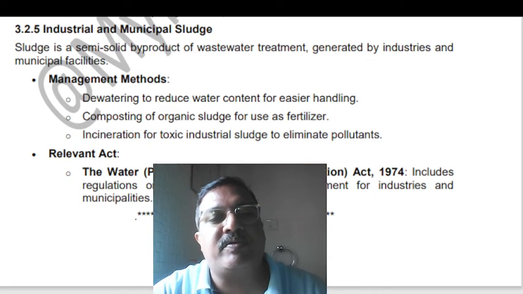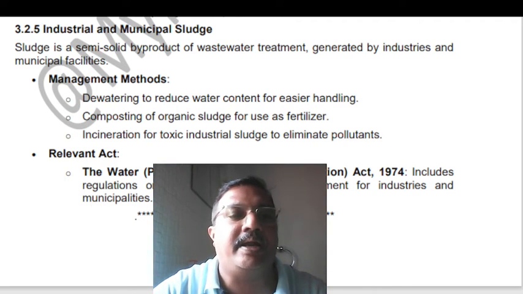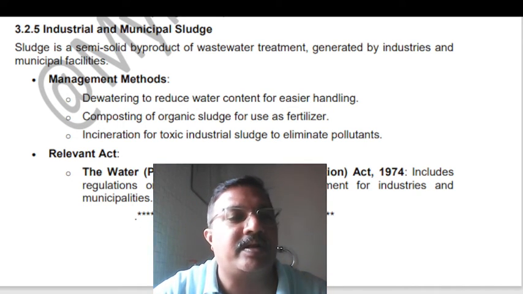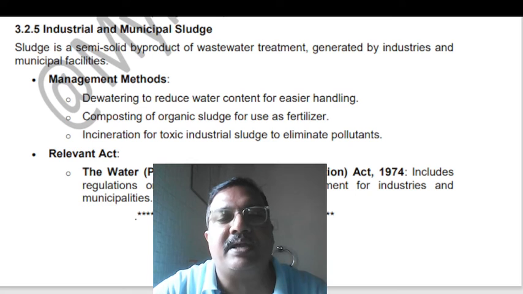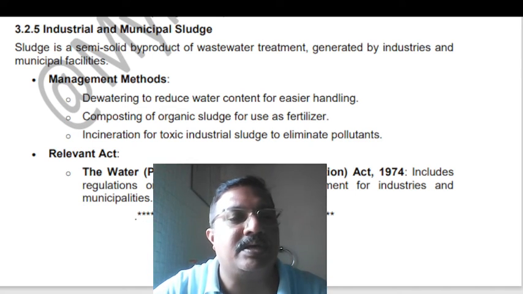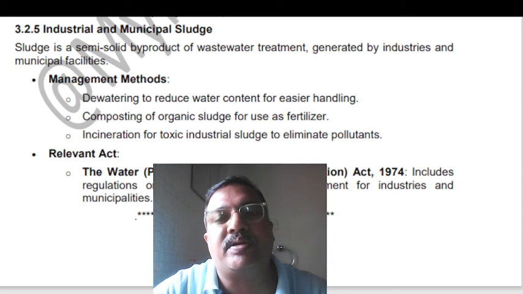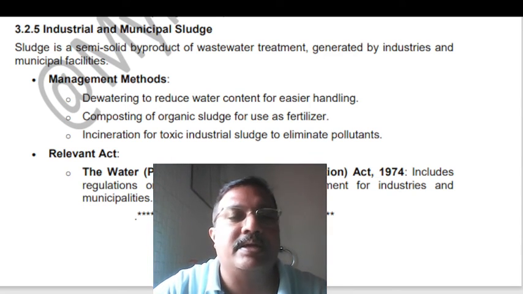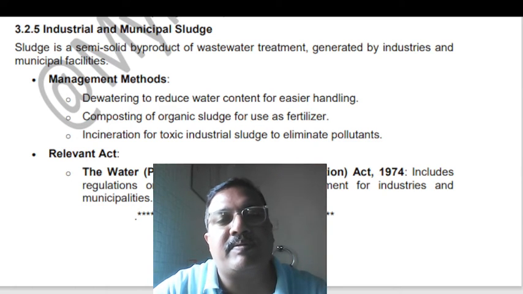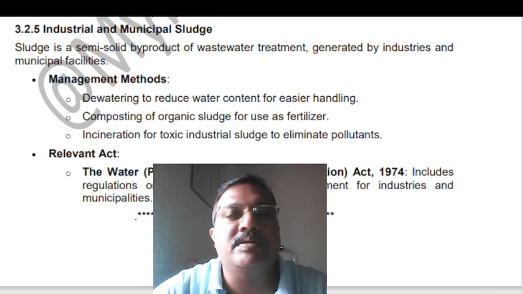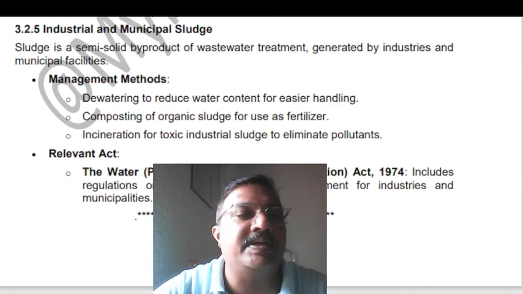Dewatering means water is removed from the sludge to make it easier to handle. The organic sludge is converted into fertilizer for agriculture, that is composting. The toxic industrial sludge is burned, not buried, to remove the harmful chemicals, that is incineration. The relevant law is the Water (Prevention and Control of Pollution) Act of 1974. It regulates how sludge and wastewater are treated and disposed of.